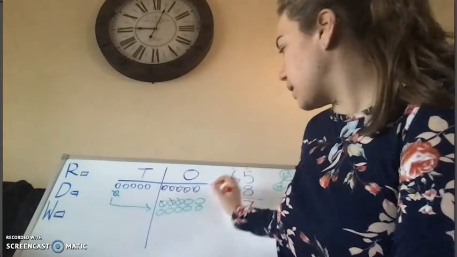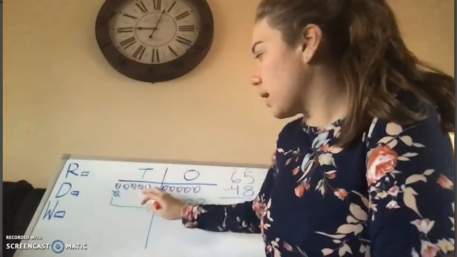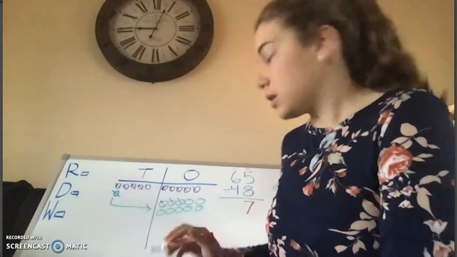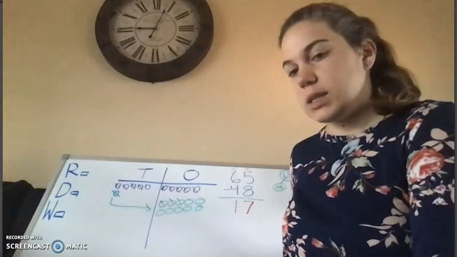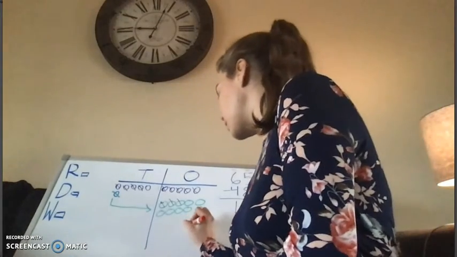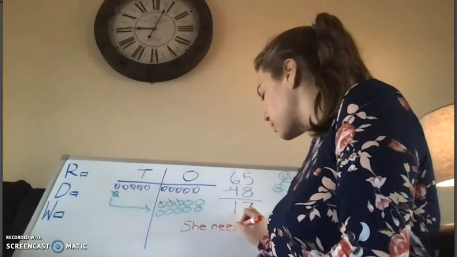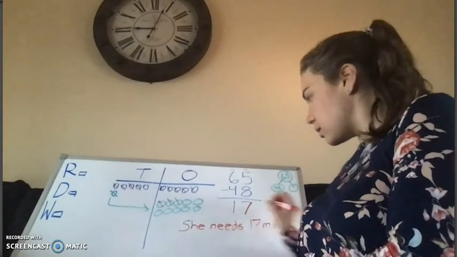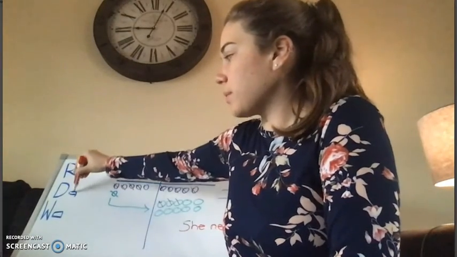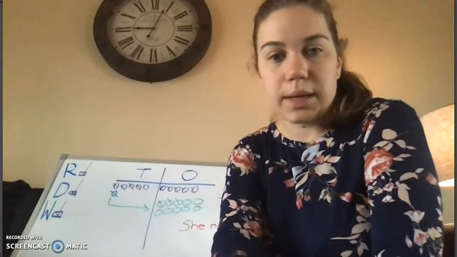Now we have 7 here. Now we do 5 minus 4. 1, 2, 3, 4. How many do we have left? Good, 1. So we know that there's 7. She needs 17 more. So she needs 17 more. So we've read our problem, we've drawn our picture, and we've written our sentence. Nice work.